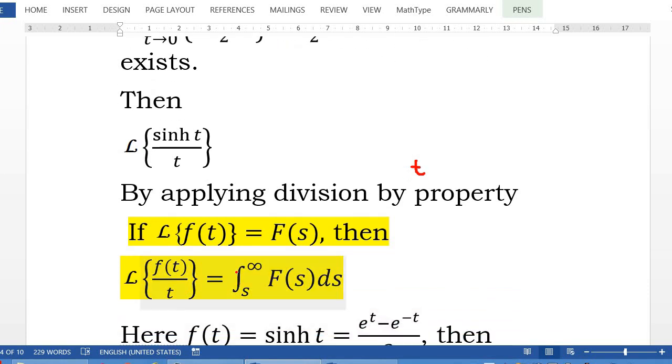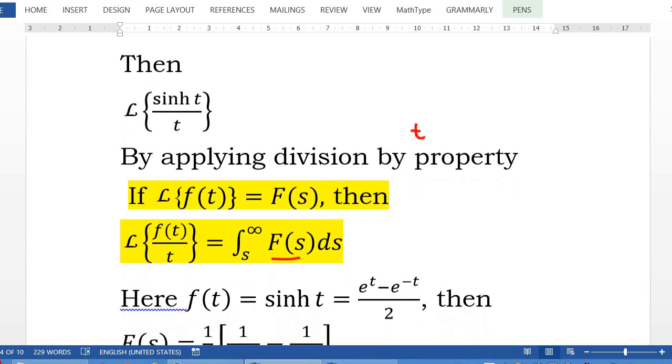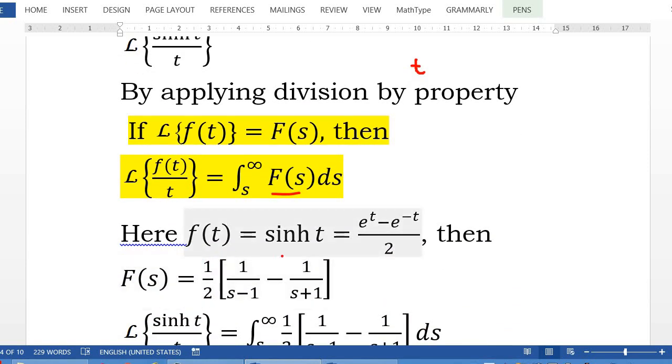Hence, you can find the Laplace transform for sinh t over t by the division by t property, which gives the integral of F(s) ds from s to positive infinity. To get F(s), identify your numerator, which is the function of t, f(t). Here f(t) is hyperbolic sin t, which is equal to exponent t minus exponent negative t over 2. Identify f(t) and then find F(s). Find F(s) and factor out half. So the Laplace transform for exponent t is 1 over s minus 1, minus the Laplace transform for exponent negative t, which is 1 over s plus 1.